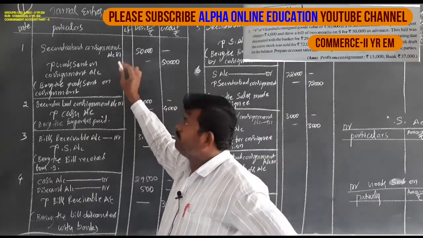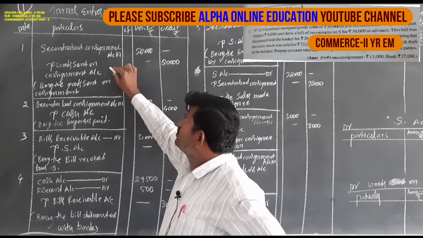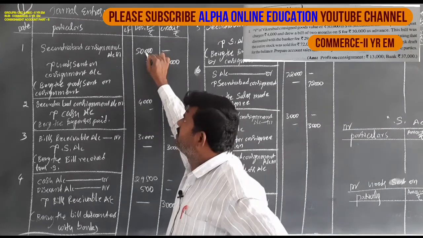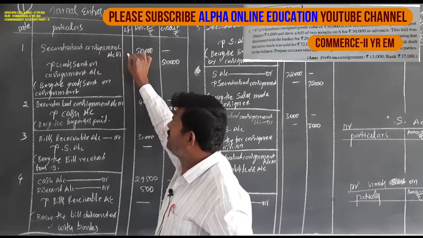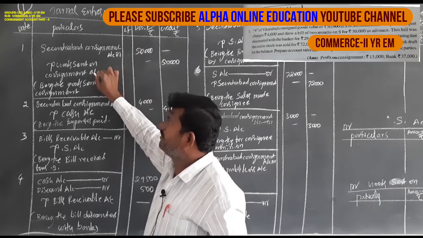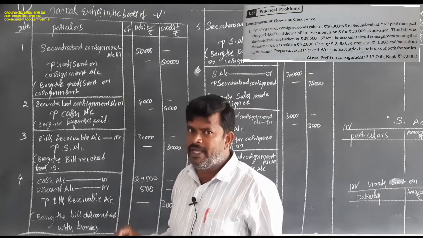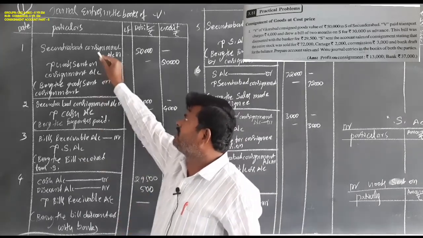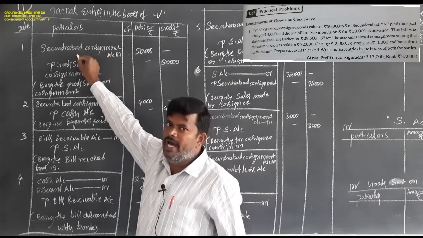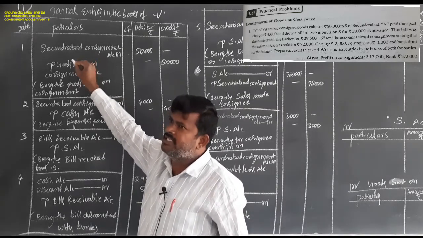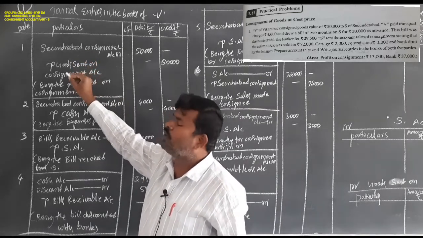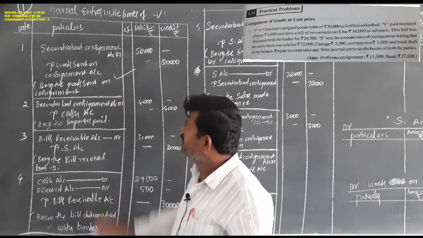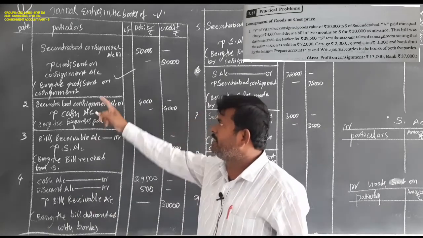Now as per the problem, we send goods to S, 50,000 rupees, goods sent on consignment. So Secunderabad consignment account debit to goods sent on consignment. The native place of the consignee is fixed before the consignment. So yes, the native place is Secunderabad, so Secunderabad consignment account. This is the first entry, being the goods sent on consignment.